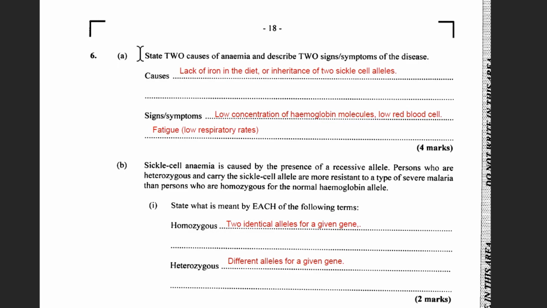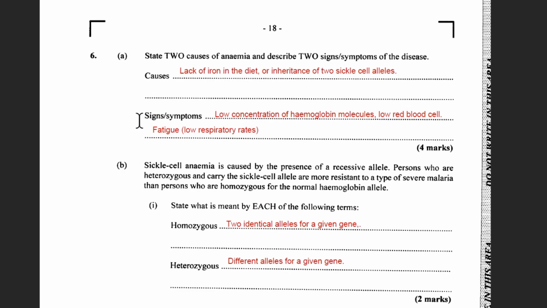State 2 causes of anemia and describe 2 signs or symptoms of the disease. So we have iron deficiency anemia and we have sickle cell anemia. Iron deficiency anemia is just the lack of iron in the diet. Sickle cell anemia is due to the inheritance of 2 recessive sickle cell alleles. One of them is a nutritional deficiency disease and condition, and the next one is a hereditary condition.